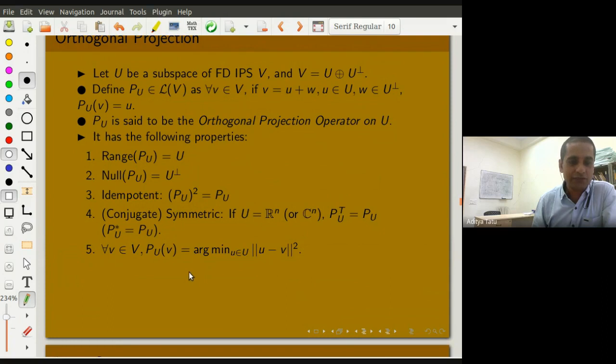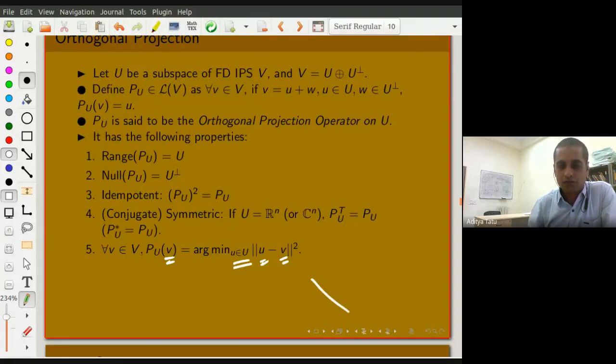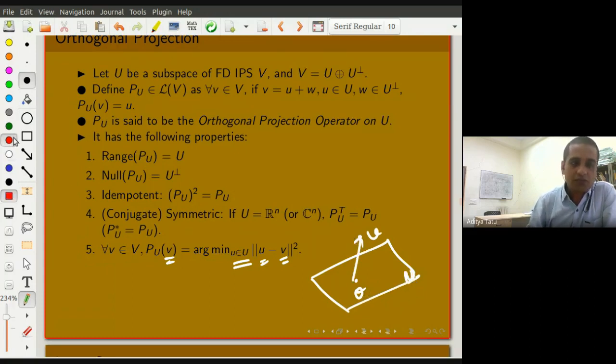This is something which is very intuitive. It says for any vector v, the orthogonal projection of v to the subspace U is the vector that minimizes the distance between the original vector v and any vector in the given subspace U. What I mean by that is if this is my subspace U, this is my theta, if I take a vector v over here, then the point in this subspace U which is closest to this point v is the same as the one obtained by orthogonal projection of v to the subspace U. Why should this be true?